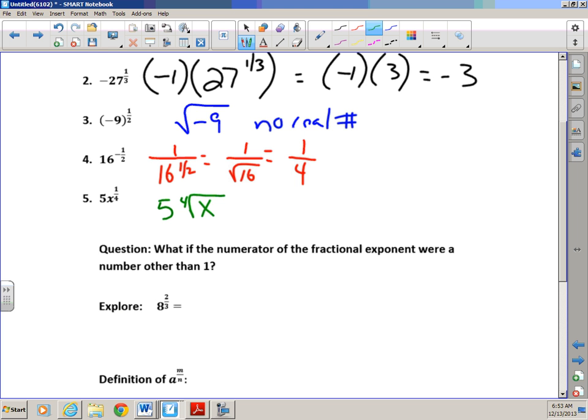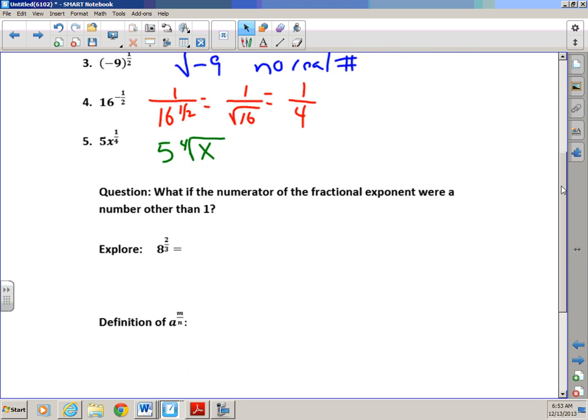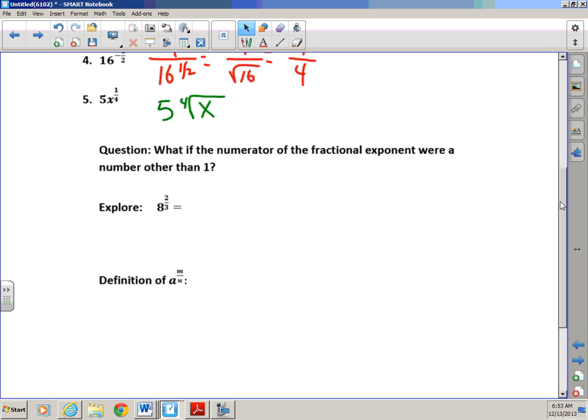Now, what happens if the numerator of our fraction is a number greater than 1? Well, let's think about this for a moment.